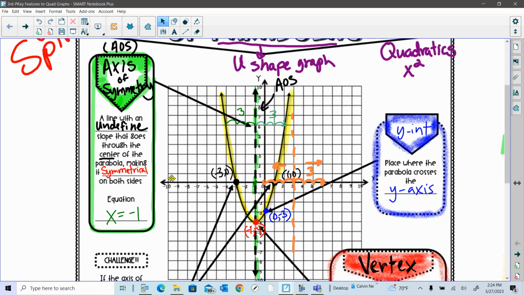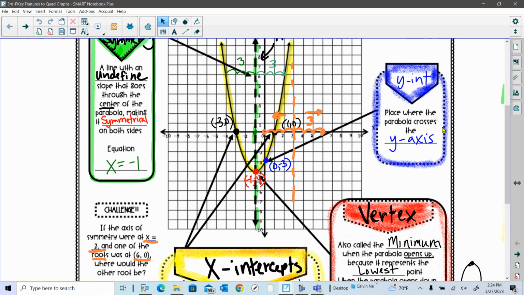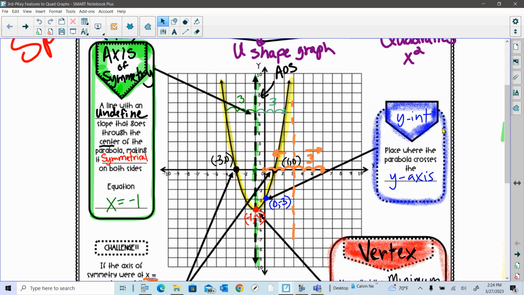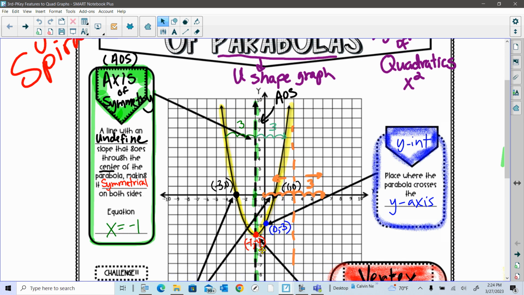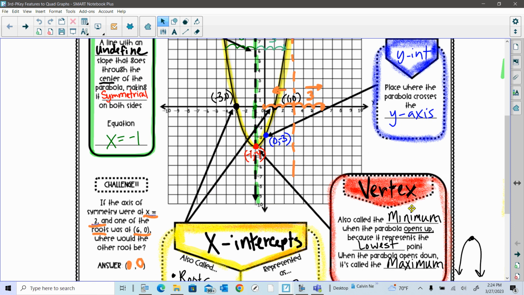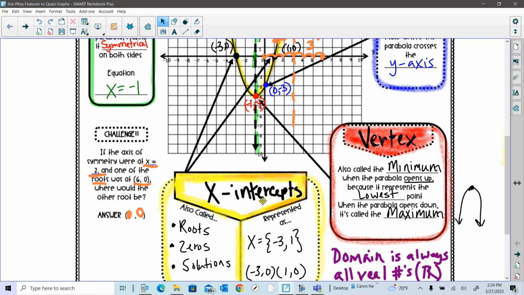I'll probably attach a PDF of this on the reminder, because you have to know where the axis of symmetry is. It goes through the center, or through the vertex. Your y-intercept, that's nothing new. That's not a new term. X-intercept is not a new term either. It's just that for parabolas, we also call them roots, zeros, or solutions.